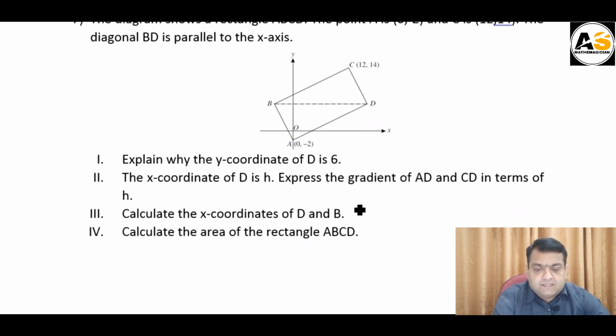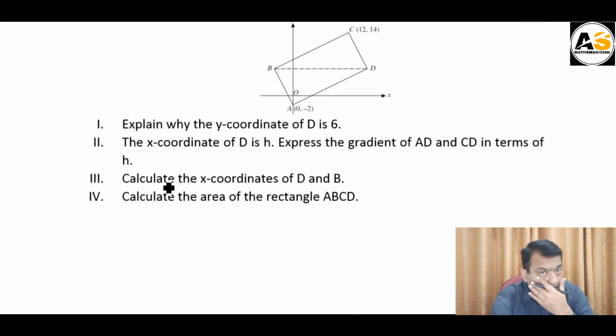Dear student, in question number 2 or 3, we just discussed this thing. I need to find the y coordinate of D. Let D be x, y. What will be the coordinate of B? The y coordinate will be the same, y, because this is a line parallel to the x-axis. So y will be the same. The x coordinate will be different.